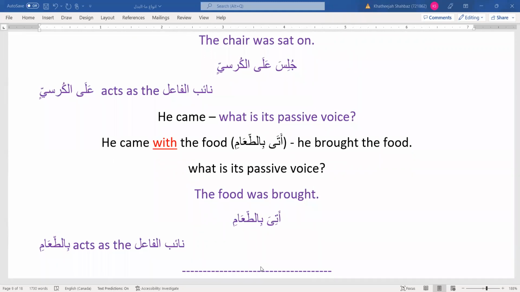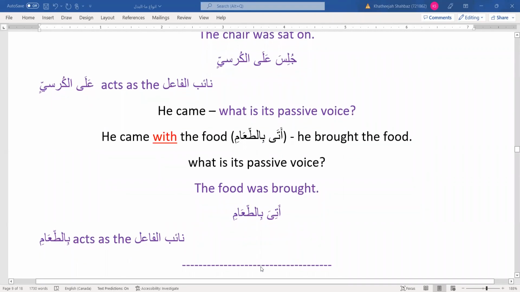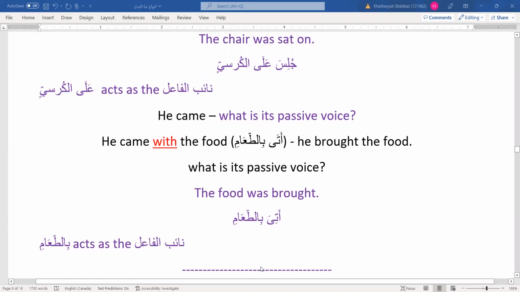So what we have been able to do here is that we added a harf to a fi'l lazim, an intransitive verb, and then we were able to make it passive voice. So this is a special method by which you can do this, and it is used in Quran, and that is why we need to learn about it. And it will, inshallah, improve our understanding of the Quran and help us understand Quran better.